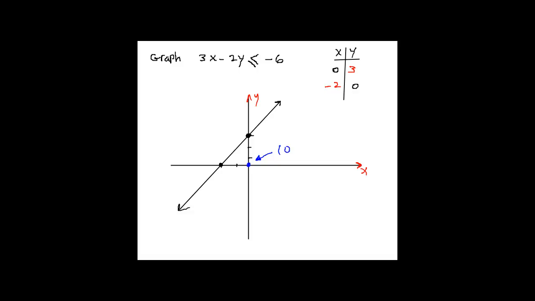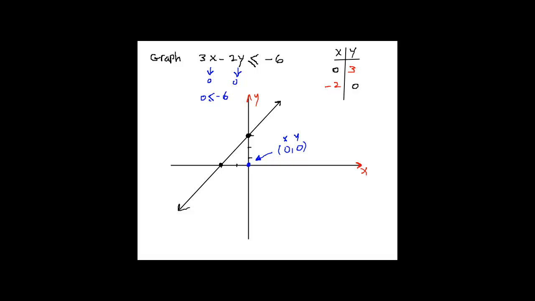I want to check if this is the solution. If I substitute 0 for each x and 0 for each y here, then I would get 0 minus 0, 0 is less than or equal to negative 6. Does that make sense? That 0 is less than negative 6? Yes or no, anyone? No. 0 is not less than, 0 is greater than negative 6, right?